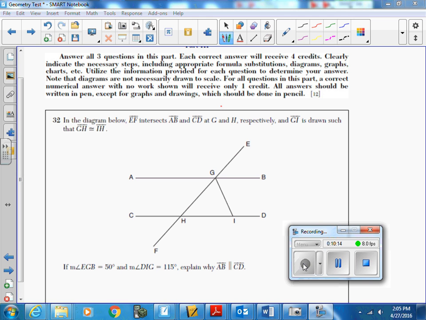All right, let's look at problem 32. As you notice at the top, this is the first problem worth 4 points. So be careful and write down everything that you can, because I want you to get all the points that you can on this problem. All right, so let's look at it.